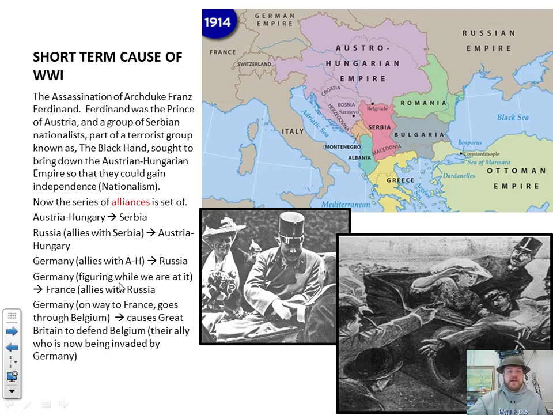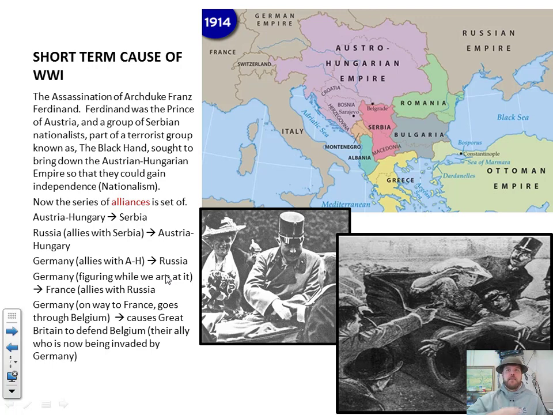And then Germany, on their way to France, has to go through the tiny little country of Belgium, and once they go through Belgium to get to France, now Great Britain is just like, well, Belgium was our ally, and you've technically invaded them, so we now must come to the aid of France because they are our ally. Essentially Great Britain is now on the side of France and Russia and Belgium as well. So now it's complicated, now it's messy, and that is essentially the start of World War I in Europe.